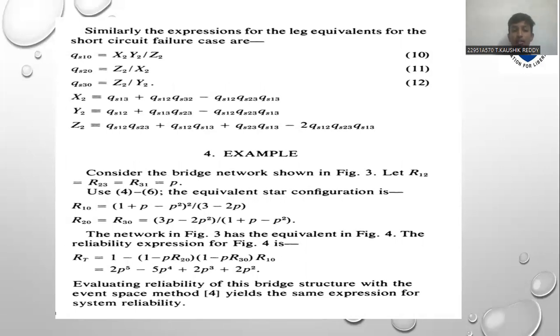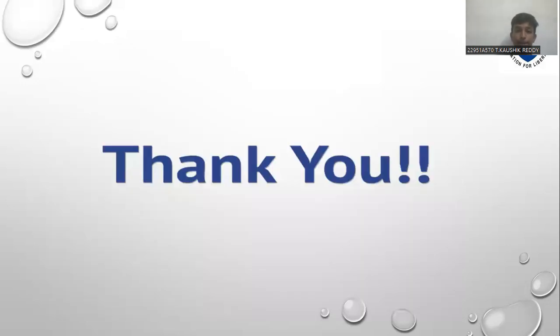For the example, consider the bridge network shown in the figure. Let R12, R23, R31 be equal to p. Using equations 4 to 6, we have R10 is equal to (1 plus p minus p square) whole square by (3 minus 2p). R20 is equal to R30 is equal to (3 minus 2p) whole square by (1 plus p minus p square). Equivalence and reliability of this bridge structure with the event space method yields the same expression for the system reliability. So this is the delta to star transformation.